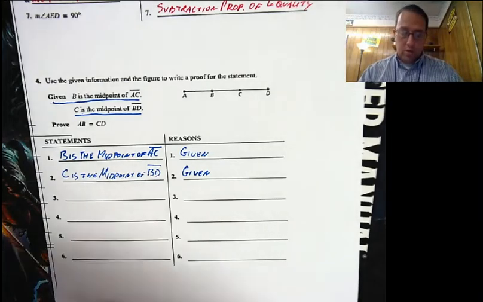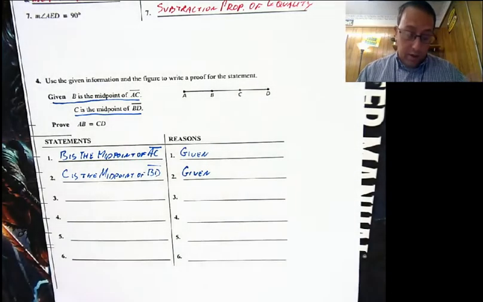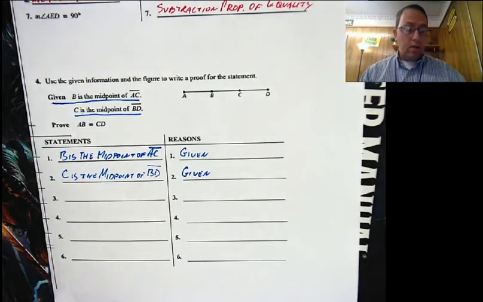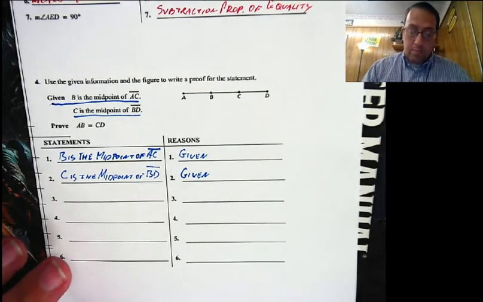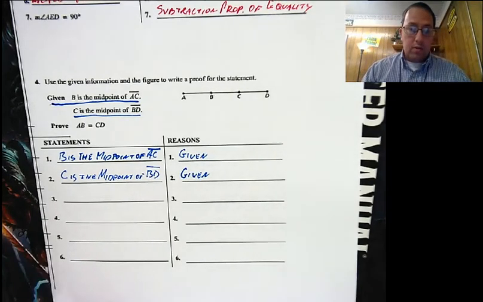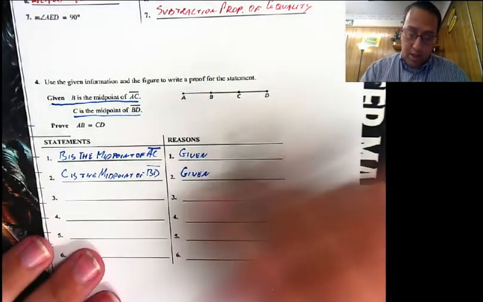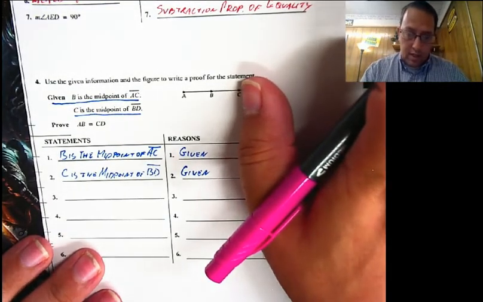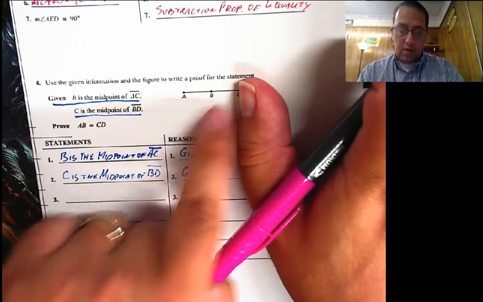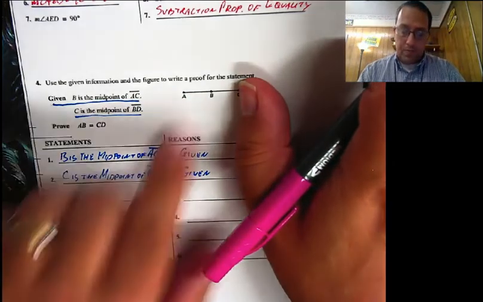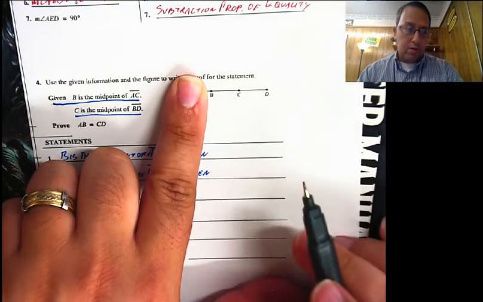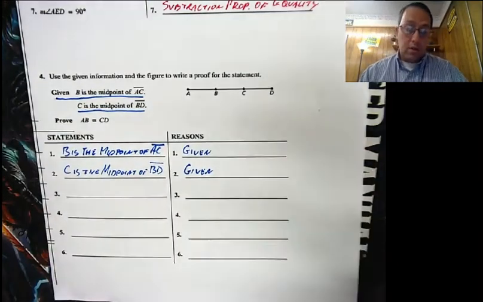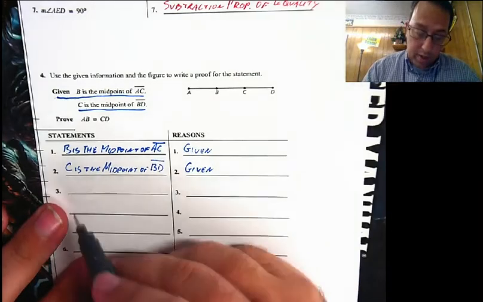So let's take a look at this. We need to say something. All we know is it's a midpoint, so we can start with, okay, what is a midpoint? A midpoint divides a segment into two congruent segments. So if B is the midpoint of AC, that means it divides it into two congruent segments. These two segments must be congruent. And if C is the midpoint of BD, then these two segments must be congruent. All we have is midpoint, so let's say that it makes congruent segments.